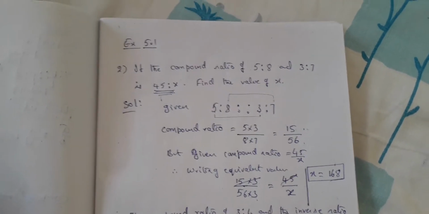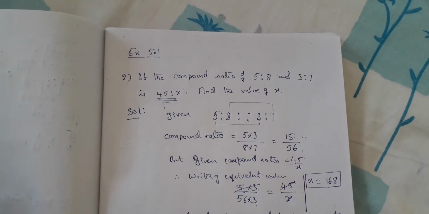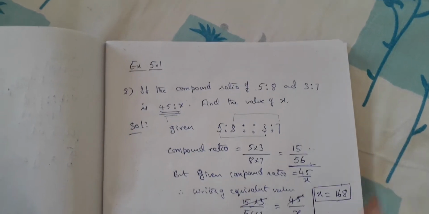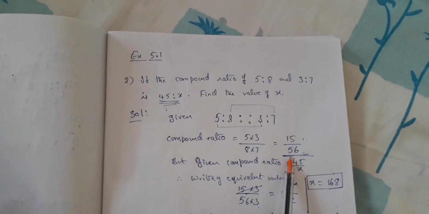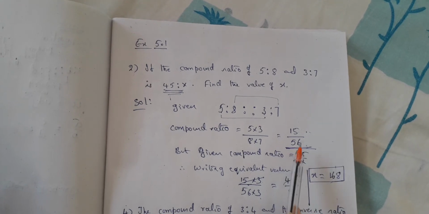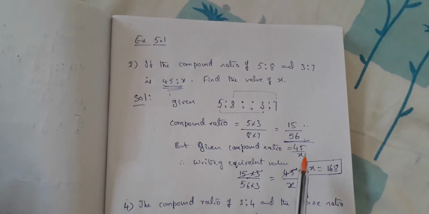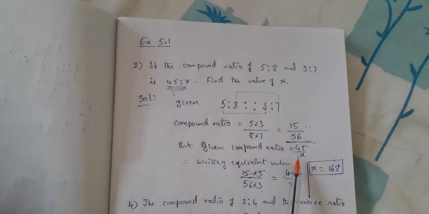168. Suppose it is not given as 45/x, directly what is the compound ratio? This is the compound ratio. There itself you can stop the problem. But he is saying that it is in this form. So you have to convert this ratio into this form.